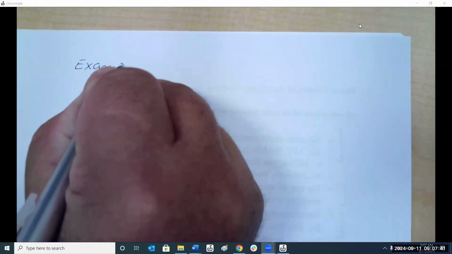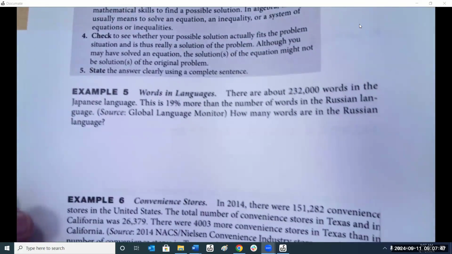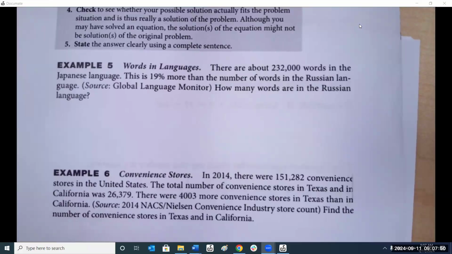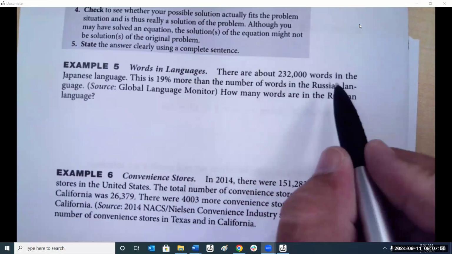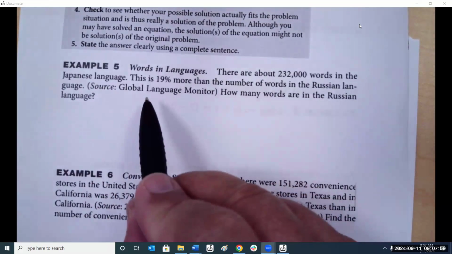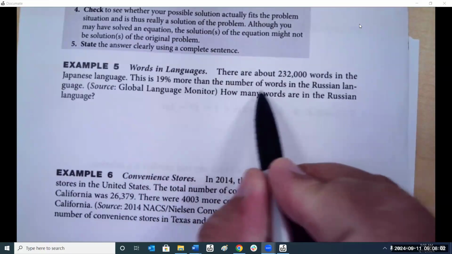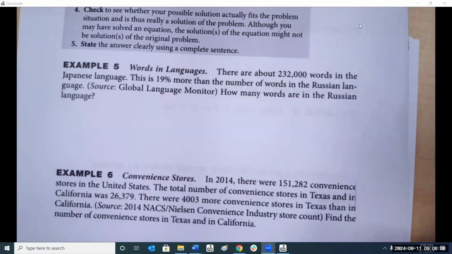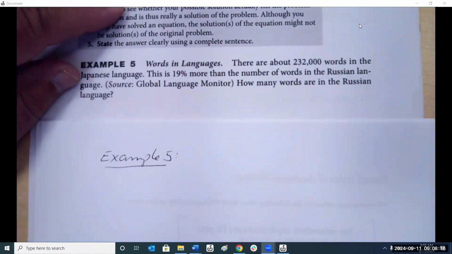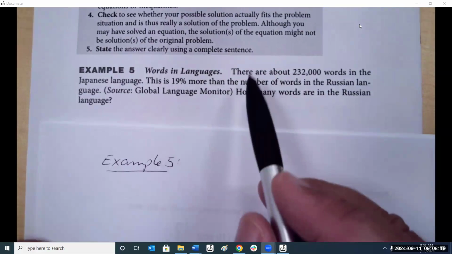Now we're getting into word problems. Words in languages. There are about 232,000 words in the Japanese language. That is 19% more than the words in the Russian language. How many words are in the Russian language? What we have to do here is, the first thing we have to do is find the math equations for these statements.